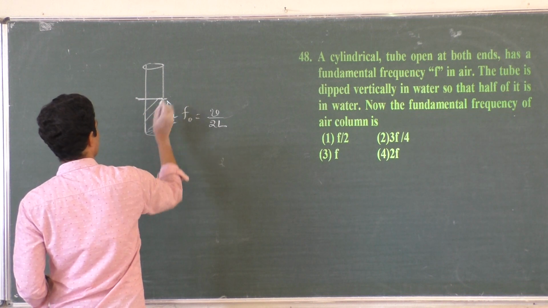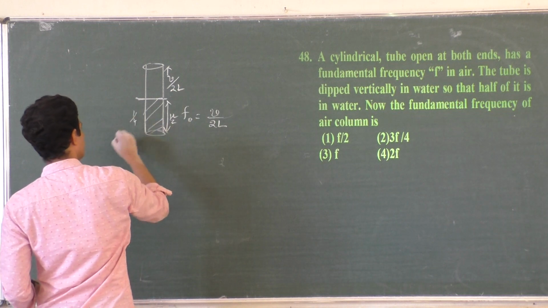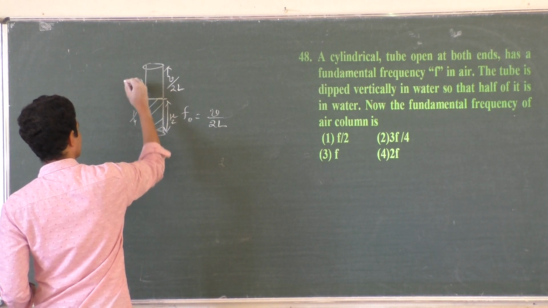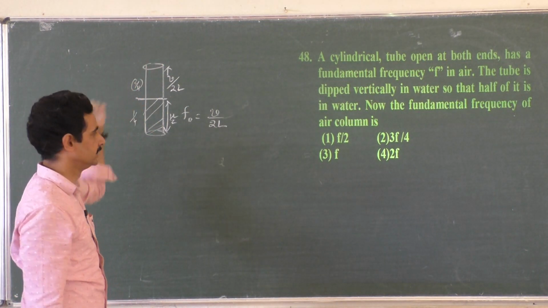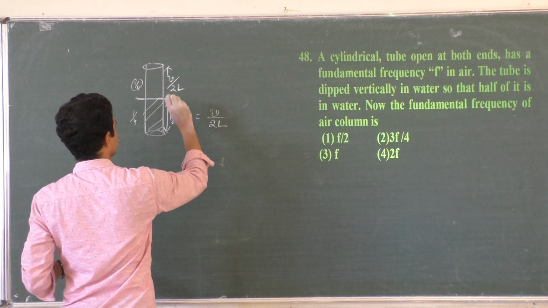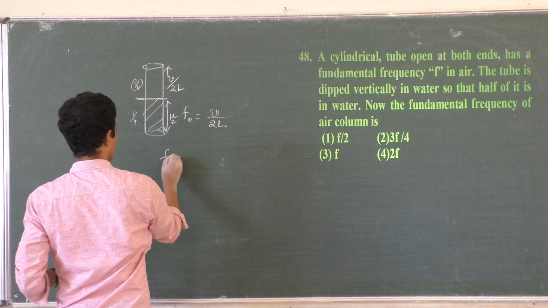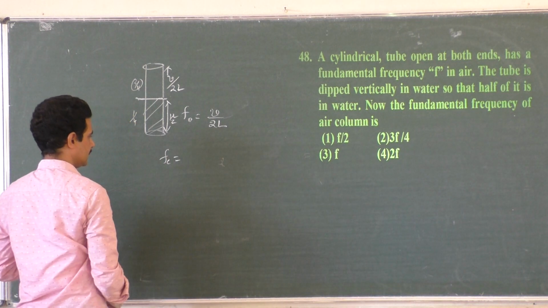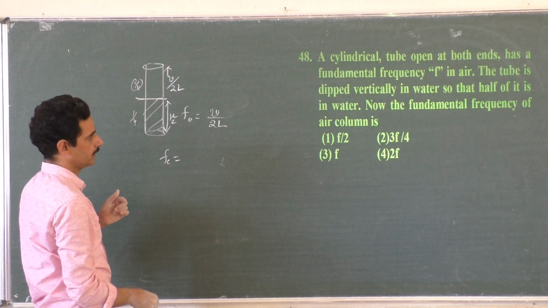What about the remaining half? This is V by 2L. Suppose 1 by 4th is dipped in water, 3 by 4th is the length, but here it is given half, so you are safe. Other half is also half. So remaining half is the length. Now what is the closed pipe fundamental frequency? It is the new fundamental frequency of the air column.